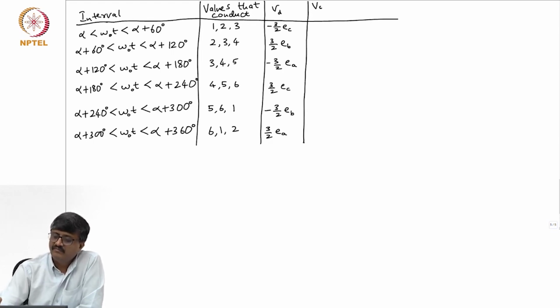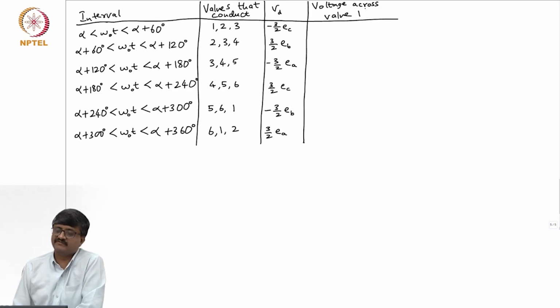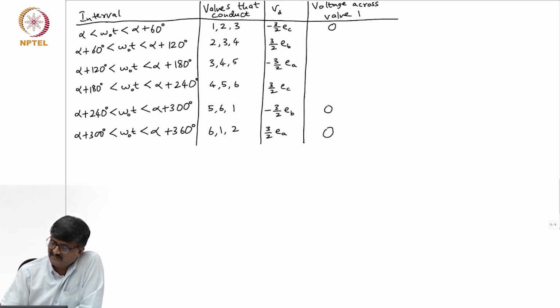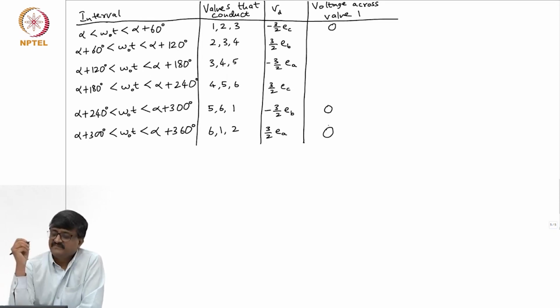Then voltage across one of the valves, say valve 1. Of course, we have also seen the expression for voltage across valve 1 when we know what are the valves that conduct. So a few of the entries in this column are easy. When valve 1 is conducting, actually voltage across valve 1 is 0. So in the first interval, valve 1 is conducting, so it is 0. In the last 2 intervals, valve 1 is conducting, so voltage across valve 1 is 0.